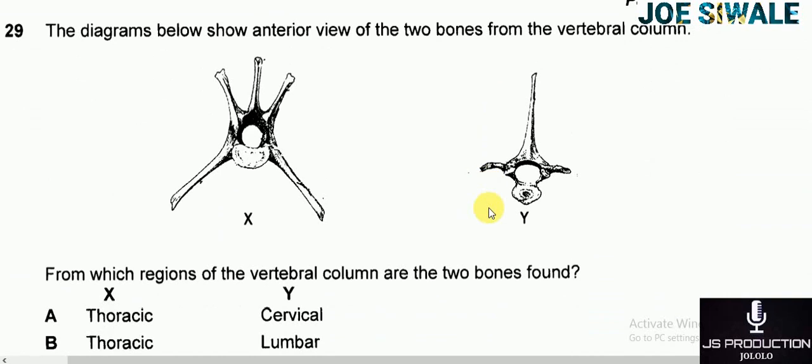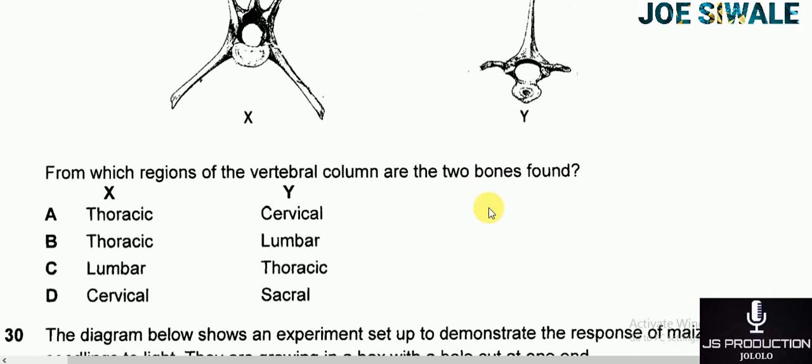Question 29 reads, the diagrams below show interior view of the two bones from the vertebral column. So I have X and Y. From which regions of the vertebral column are the two bones found? A, X, thoracic, Y, cervical. B, X, thoracic, Y, lumbar. C, X, lumbar, Y, thoracic. D, X, cervical, and Y, sacral.